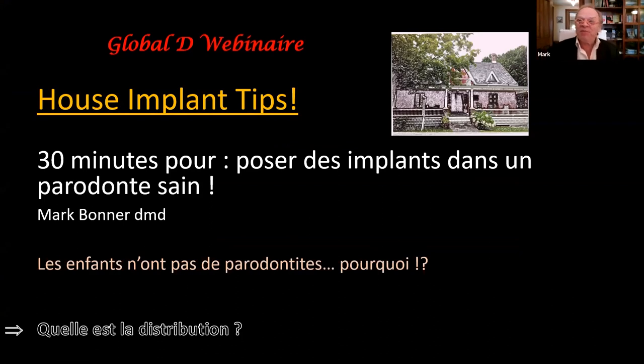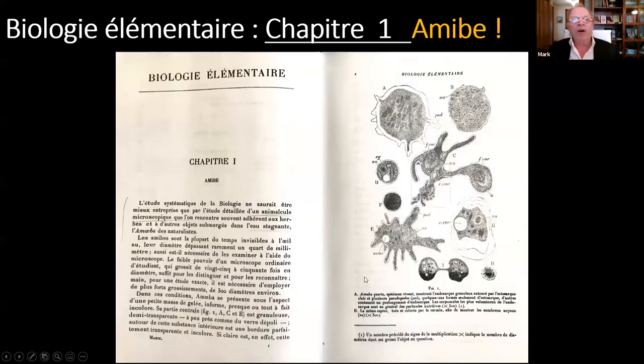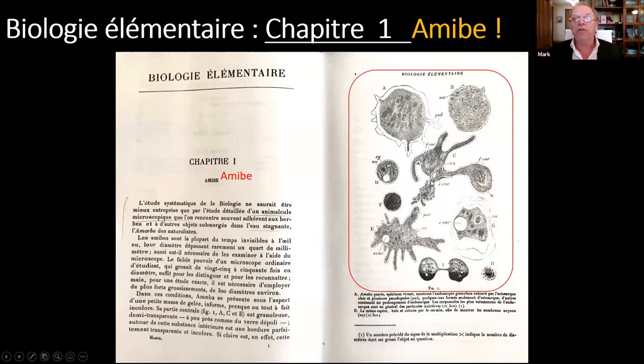30 minutes to do implants in a normal periodontal. What we see mostly in implantology is like in periodontology: there are not many children having periodontal disease, so why is it? If I go back to elemental biology, the first thing we see, chapter 1 in 1914, would be about amoeba. Then a little later chapter would be bacteria, because we wake up to microscopy. And then we find penicillium, which would be part of penicillin, we know later. So this first chapter about amoeba, very surprisingly, shows how we can see the amoeba.